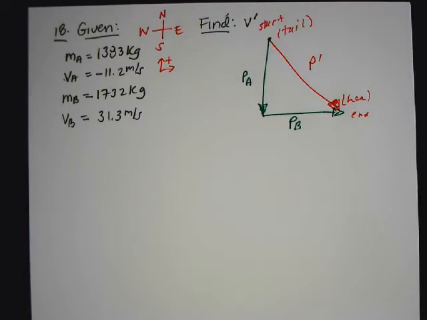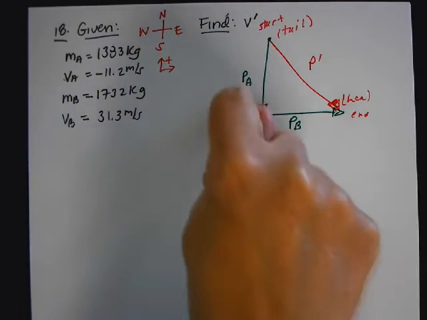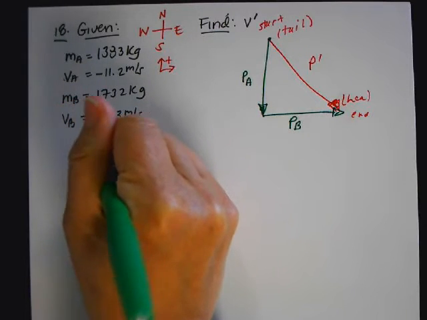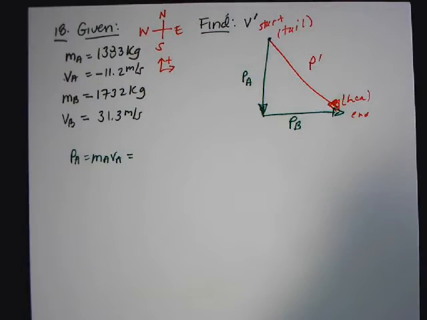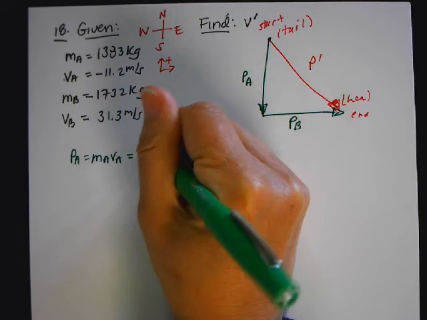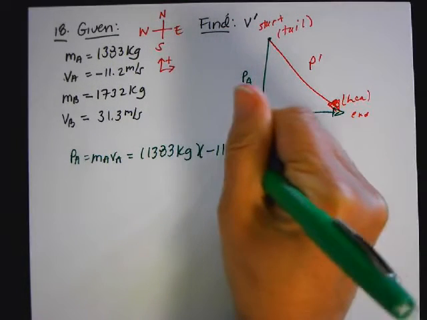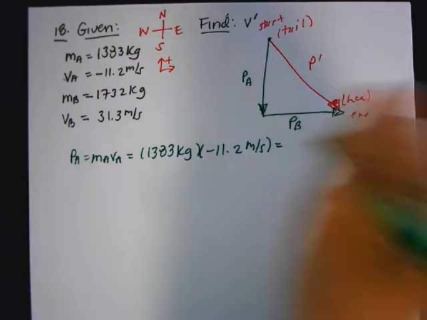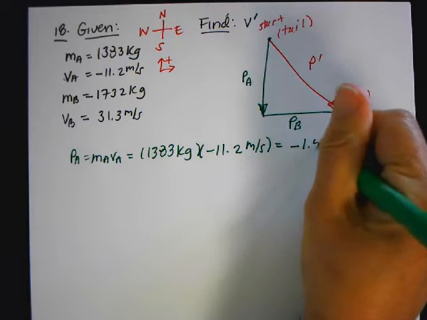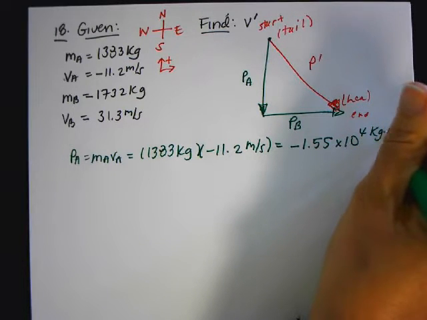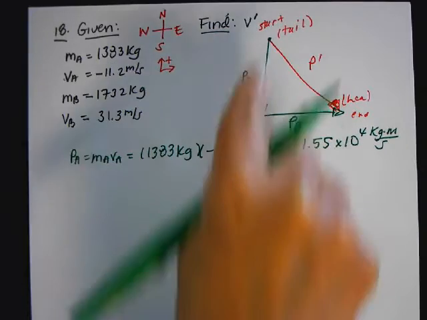I see this as a right triangle. So to find P prime, all I'm going to use is the Pythagorean theorem. But I need to find PA and PB first. So PA is MAVA, just momentum is mass times velocity. So it's 1383 kilograms times negative 11.2 meters per second. So this comes out to be negative 1.55 times 10 to the 4 kilogram meters per second. And it should be negative because see how it's going down?